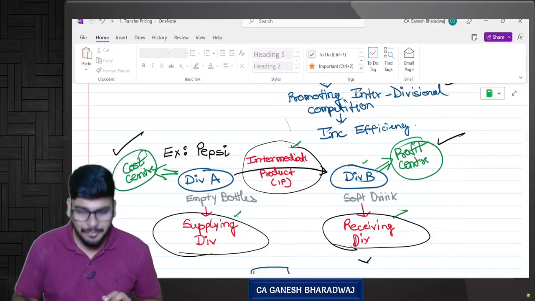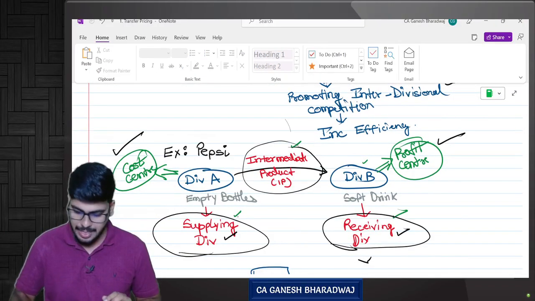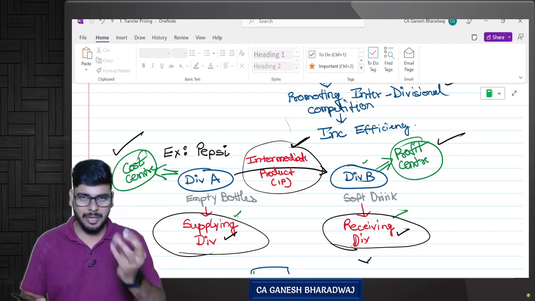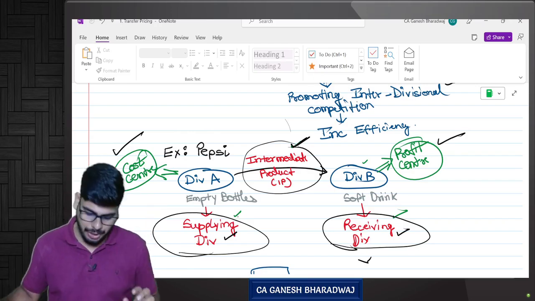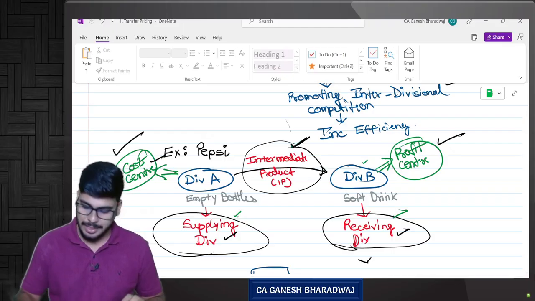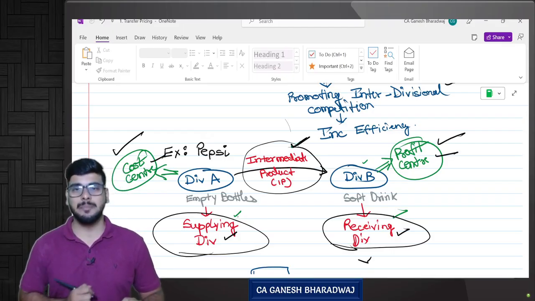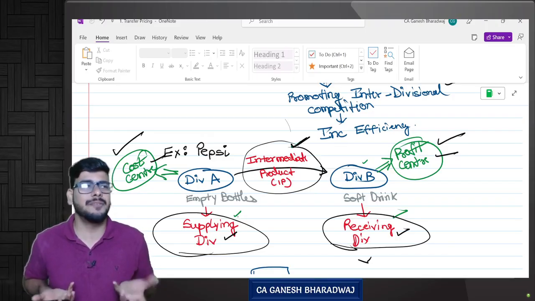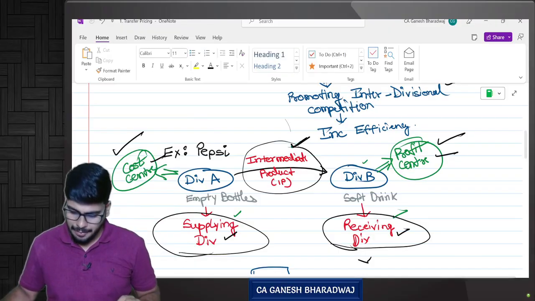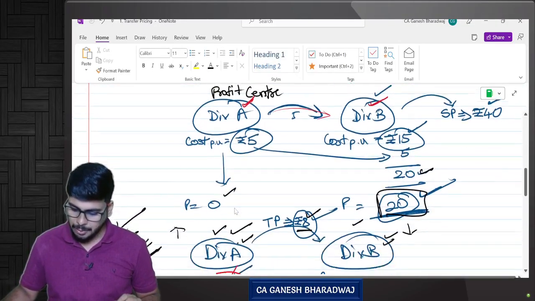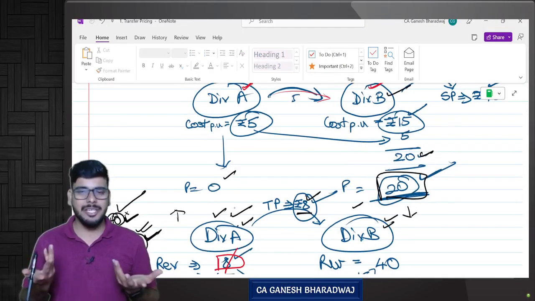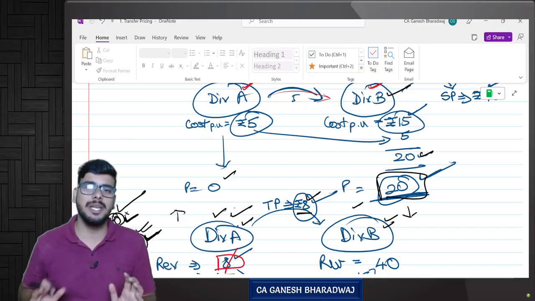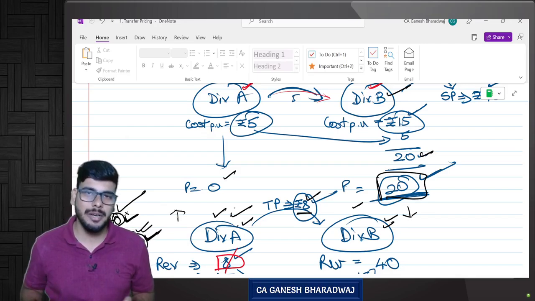Now, we saw a few jargons: supplying division, receiving division, intermediate product. Division A was the supplying division, division B was the receiving division, and the intermediate product was that glass empty bottle that we saw, correct? In our example, division A was a cost center and division B was a profit center. Now what is the problem here? The cost center will never be motivated to perform well. Why? Because they never take the credit for the company's overall profitability, correct? We saw the overall company's profit was 20 rupees. That was attributable entirely to division B. Division A, we said, made no profit. Why? Whatever I manufacture, I will have to just transfer it to division B at cost. So how will these guys be motivated? They will not be motivated.